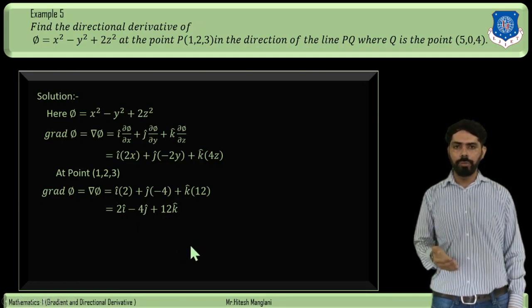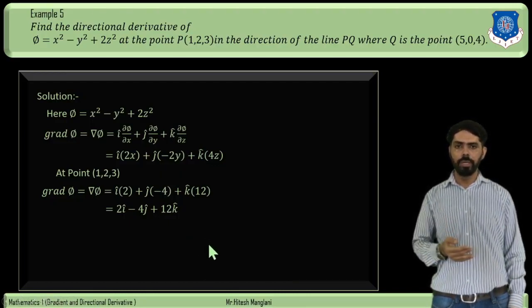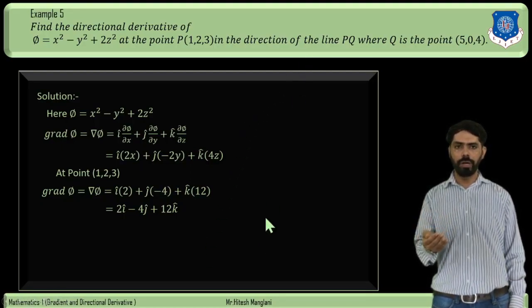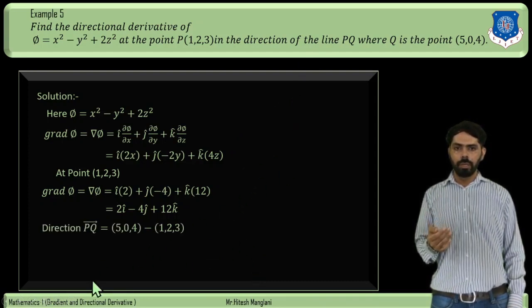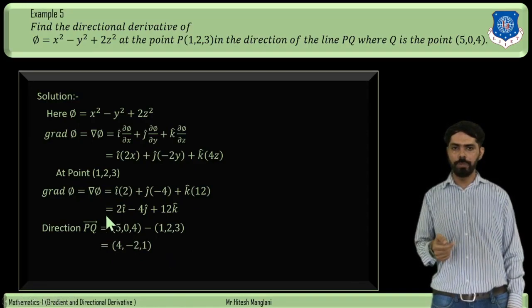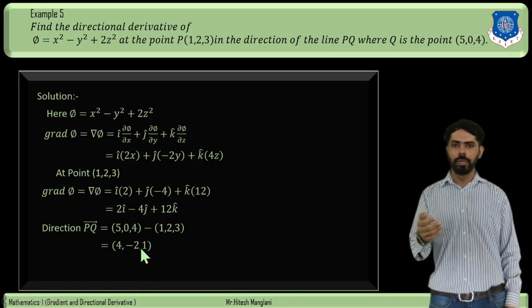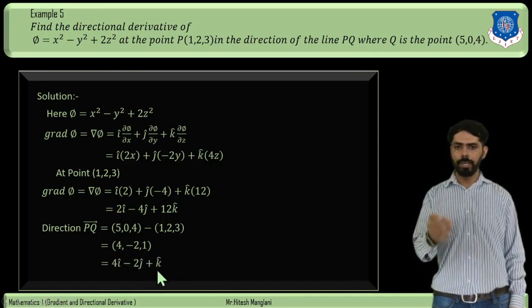Now we will have to find out the directional derivative. For that, first of all, we have found the gradient of the function here. Now we will find out the unit vector in the given direction. So first of all we will have to find out the direction. Direction PQ is given by components of Q minus components of P. So it will be (5, 0, 4) minus (1, 2, 3). So this will be 5 minus 1 is 4, 0 minus 2 is minus 2, and 4 minus 3 is 1. So this is direction PQ, which can be written as 4i minus 2j plus k.